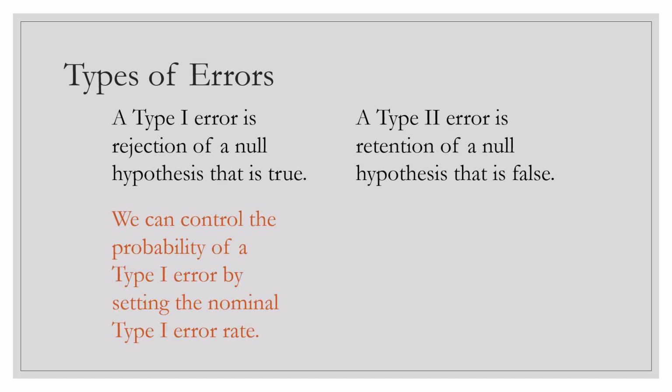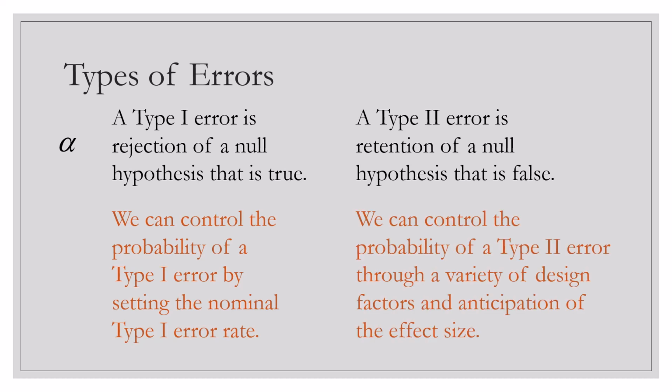We can control the probability of a type 1 error by setting the nominal type 1 error rate, that is, the maximum probability of making a type 1 error, and we symbolize that with alpha. Most commonly, alpha is set to 0.05 in the behavioral, social, and medical sciences. It's seen as the industry standard.